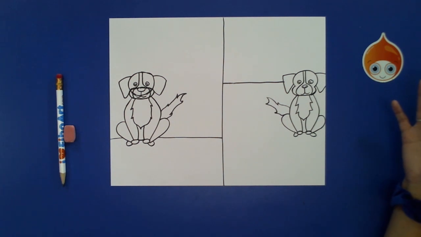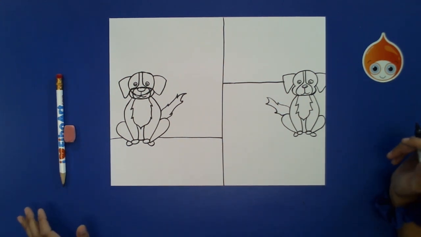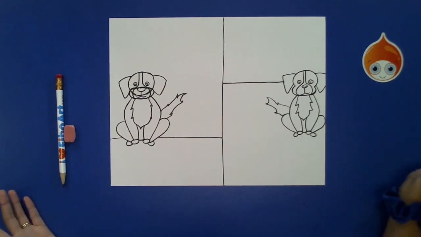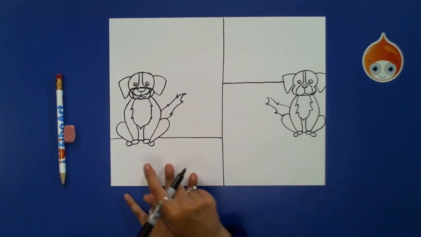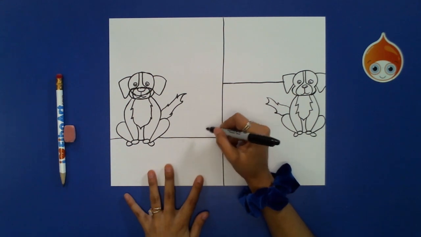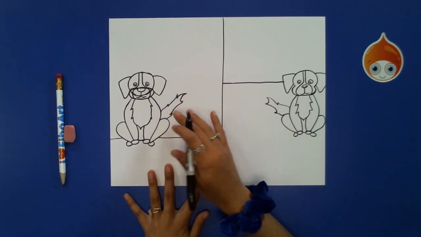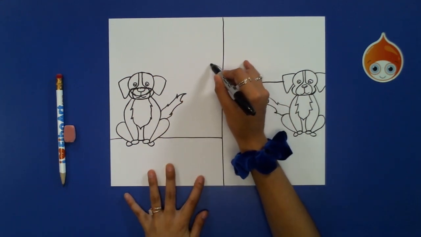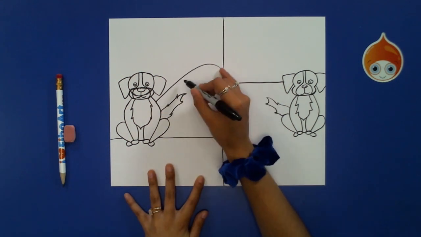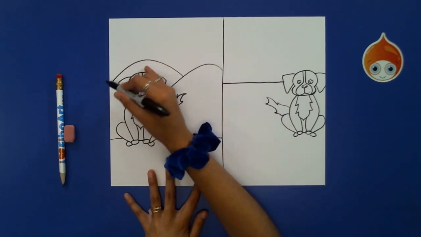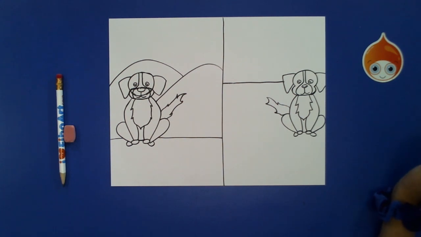So where is your subject? Is it inside? Is it outside? Is it playing in the park? Is it playing in the grass? Where is your subject? Since I have a dog, I'm going to make it look like it's outside. So for this side here, I'm going to draw some hills. And since I'm pretty close up, I'm going to make my hills nice and big in the background.